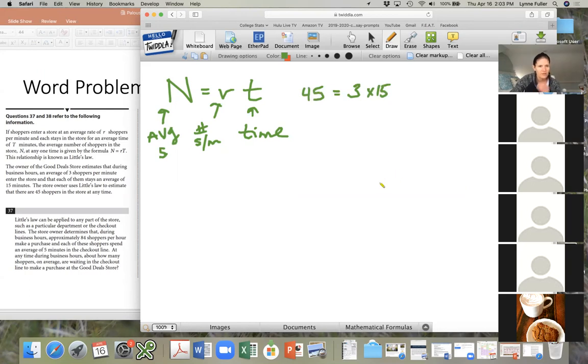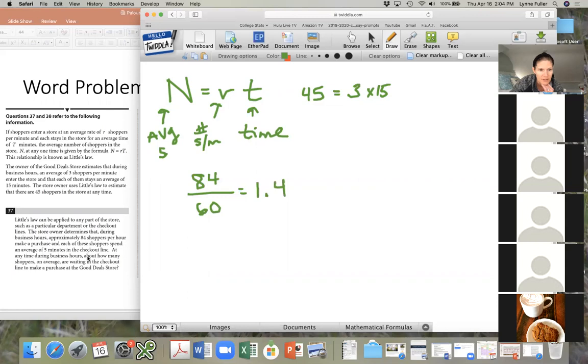The owner uses Little's law to determine that there are 45 shoppers in the store at any time. Okay. Little's law can be applied to any part of the store, such as a particular department or the checkout lines. The store owners determined that during business hours, approximately 84 shoppers per hour make a purchase, so 84 per hour. So first of all, this is per minute. So we're going back to unit conversion. We have to think about that. So 84 divided by 60, you need to figure out the number of shoppers per minute. So 84 divided by 60 is 1.4 shoppers per minute, okay?